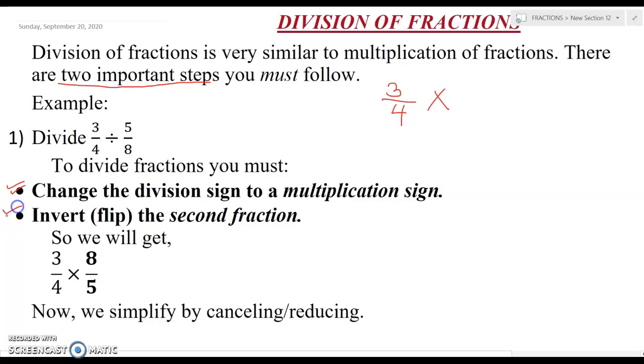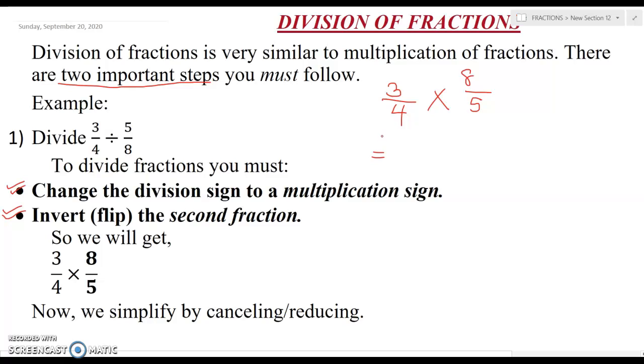And then my second important step: invert or flip the second fraction. So what that means is I have 5 over 8. When I flip it or invert it, I'm going to get 8 over 5. And then from here, this looks like a question just like with the multiplication of fractions that we were doing before. And remember, I showed you the two methods.